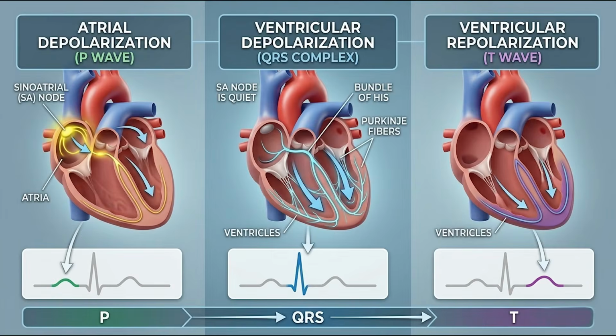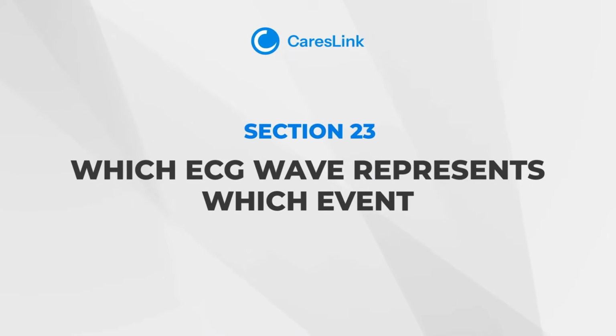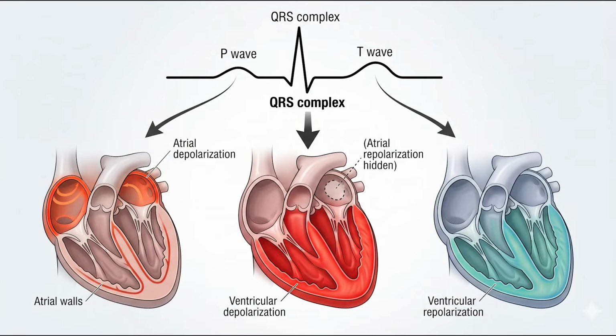These electrical events are translated into 3 distinct waves on the EKG tracing. We use a unique labeling system, P, QRS, and T, to identify which part of the heart is active at any given millisecond. Specifically, the P wave represents the depolarization of the atrial myocardium. The QRS complex, which is much larger, represents the depolarization of the ventricular myocardium. Finally, the T wave represents the repolarization of the ventricular myocardium. Note that atrial repolarization is usually hidden behind the large QRS complex.